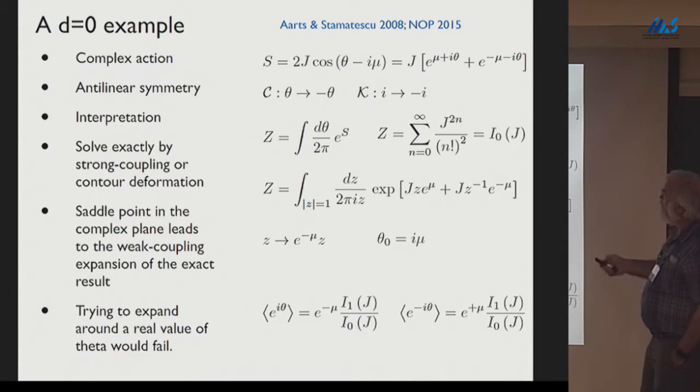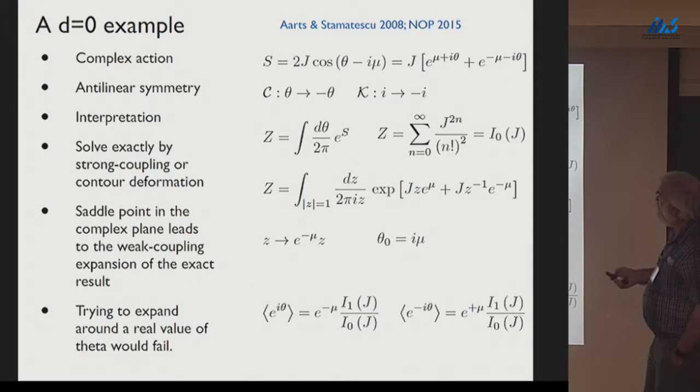This action is invariant under an antilinear symmetry, which consists of two symmetry operations, neither one of which is a symmetry of S, but the combined action of C and K is in fact a symmetry. C takes theta to minus theta. Think of it as charge conjugation. K takes i to minus i. This is ordinary complex conjugation in Euclidean space.